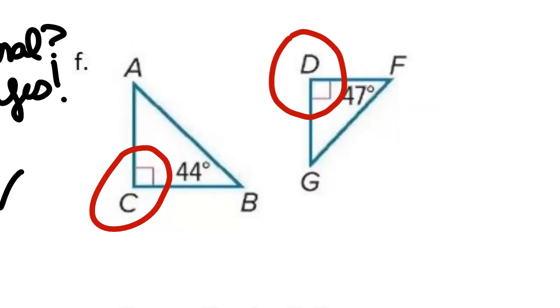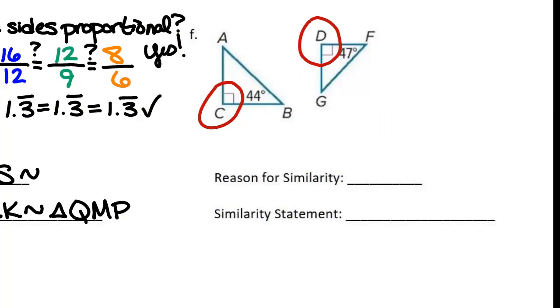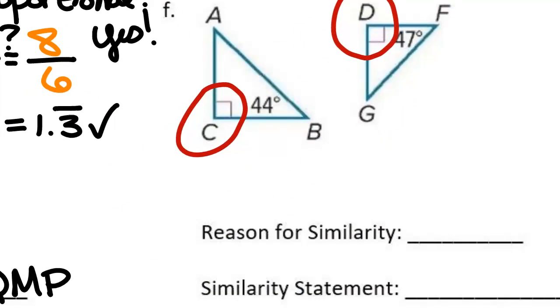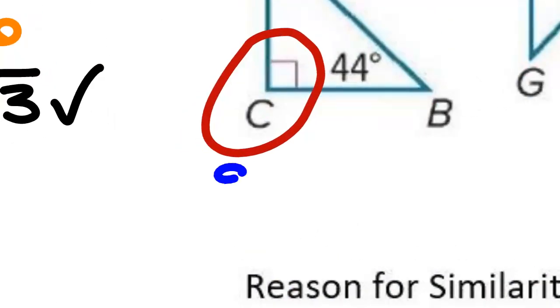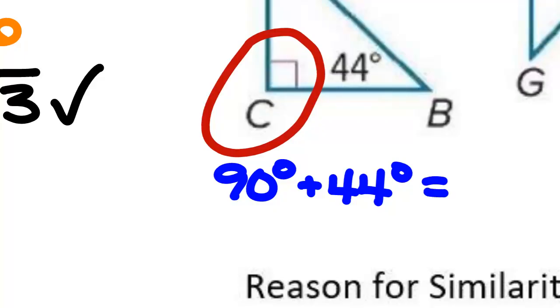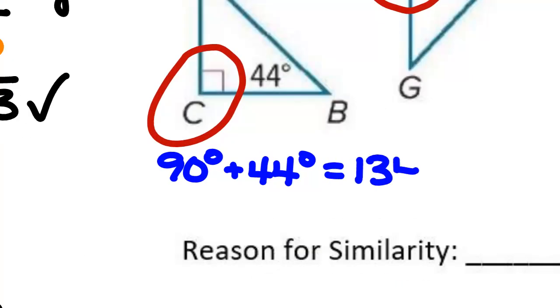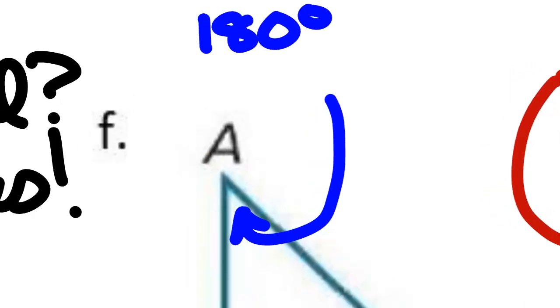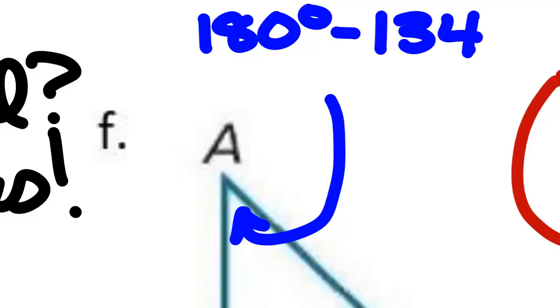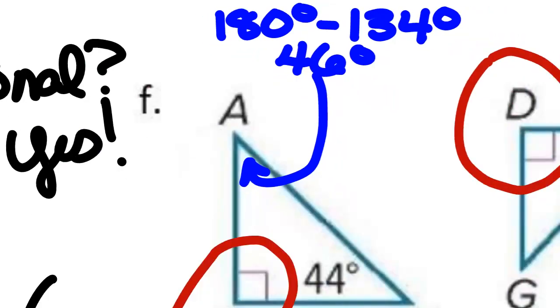What do I need to do to figure that out? Yes. So I'm going to add 90 degrees and 44 degrees together. What is 90 plus 44? 134 degrees. And so then for this angle right here, I'm going to do 180 minus 134. And I get 46 degrees.